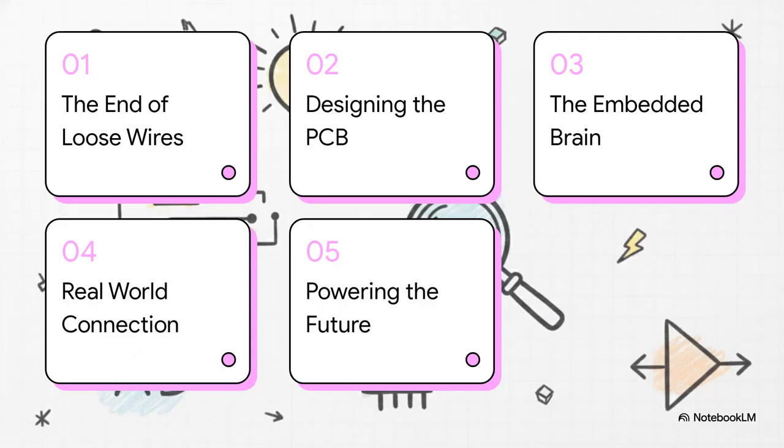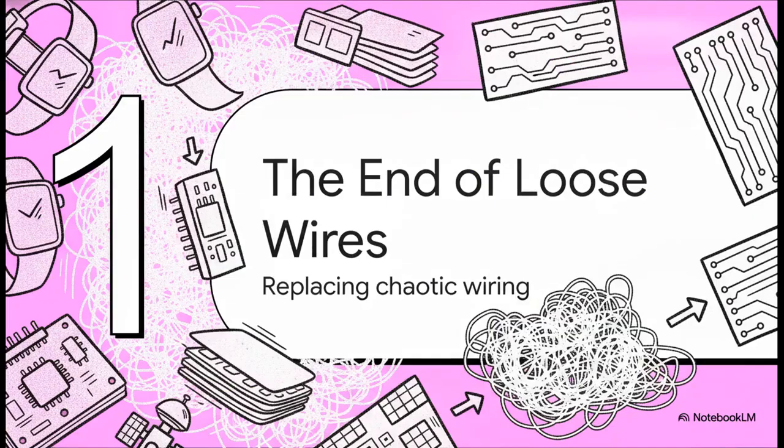Here's our engineering blueprint for today. First, the end of loose wires, then designing the circuit board, followed by the brain, embedded systems. After that, connecting to the real world, and finally, powering the future. All right, section 1, the end of loose wires, and how we replaced all that chaotic wiring.